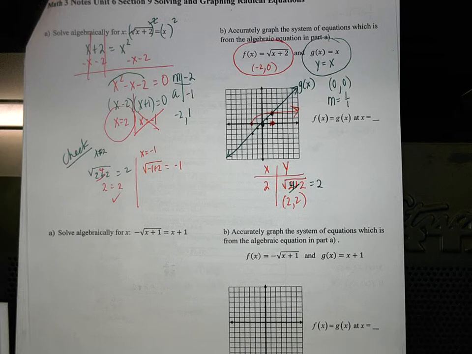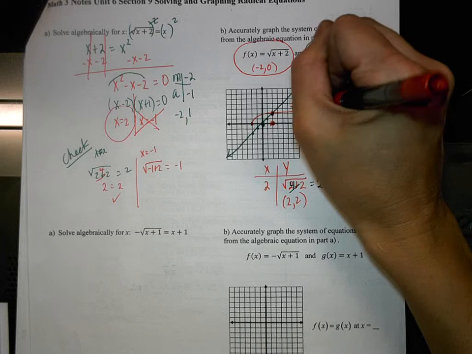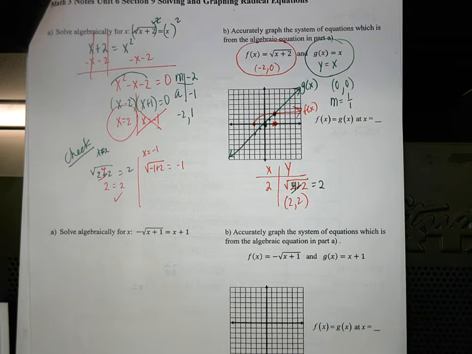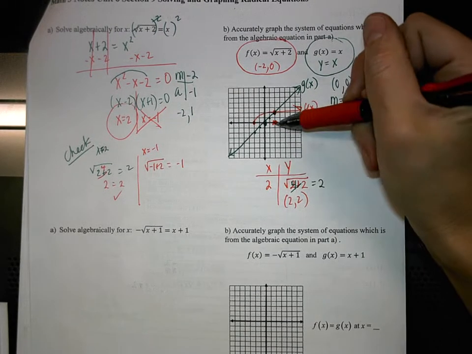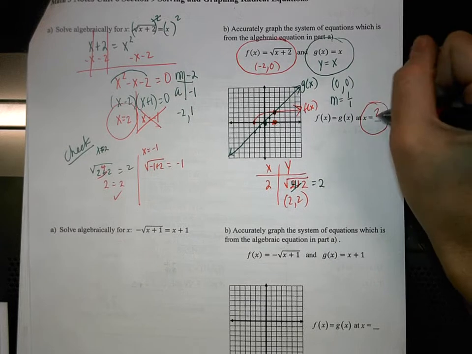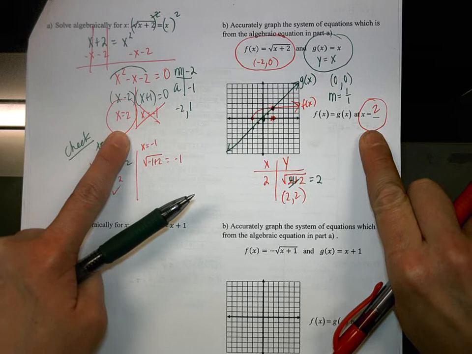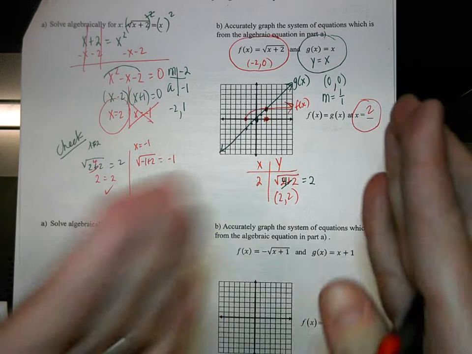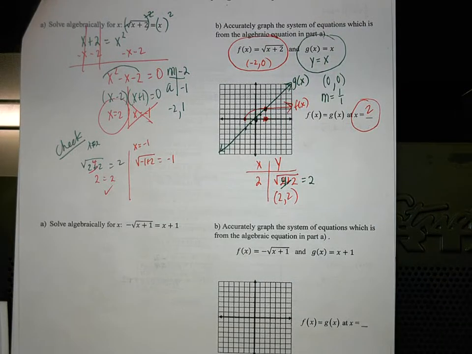Now this is our f of x equation, and f of x equals g of x is telling you where those two graphs cross, at x equals what value? So what's the x value? 2. And do you see how this 2 and this 2 match? This shows you that you can find the answer algebraically, or you could find the same answer graphically. Okay, we're going to do another example.